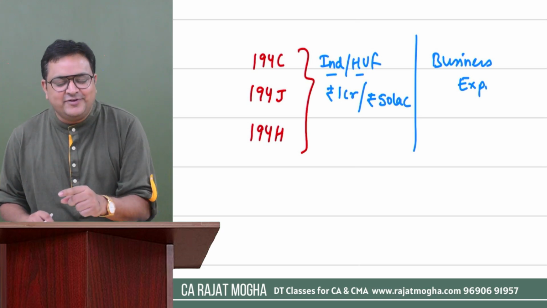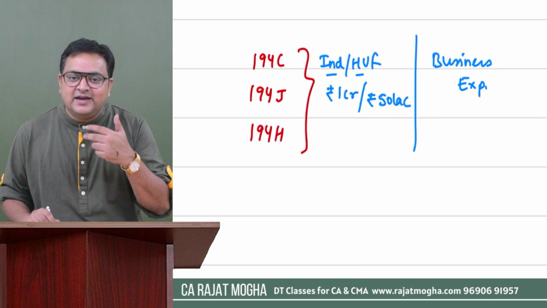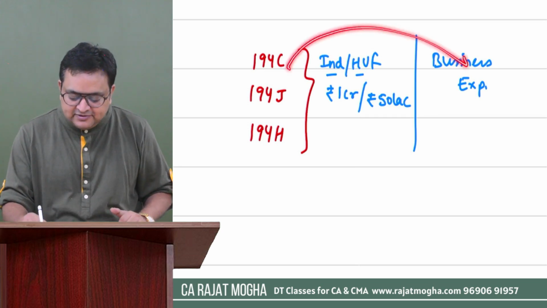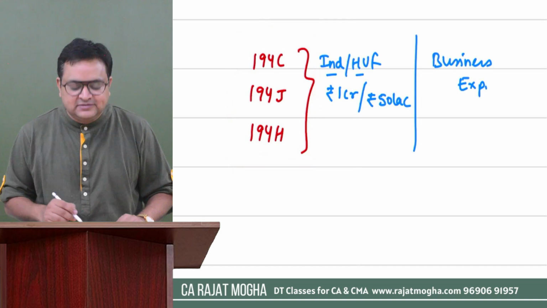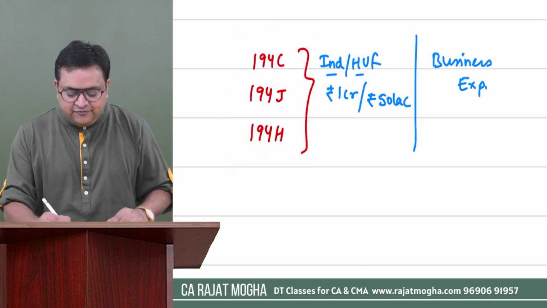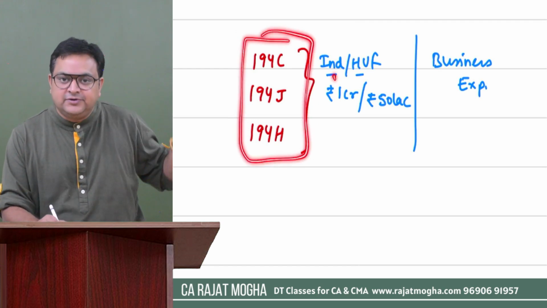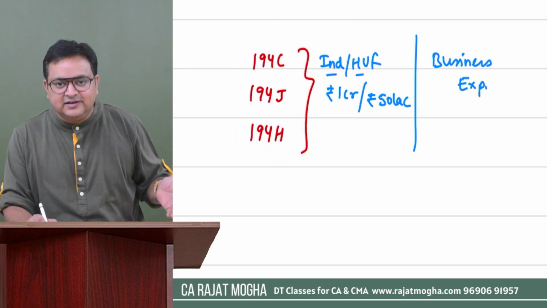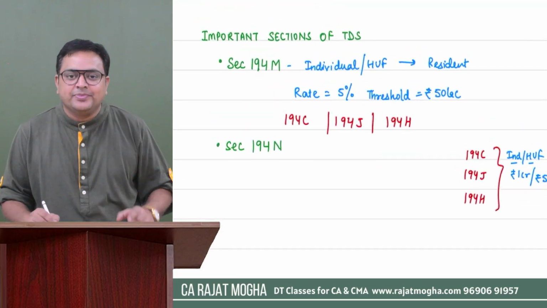So in case of an individual, first of all, they have to satisfy the turnover limit. Second thing, they have to satisfy that this is a payment made for their business purpose. Then these sections will come into picture. 194M will not come. But in case we are not able to deduct TDS in these sections, because of turnover or because it is a personal expense, then we can deduct TDS in this section 194M.